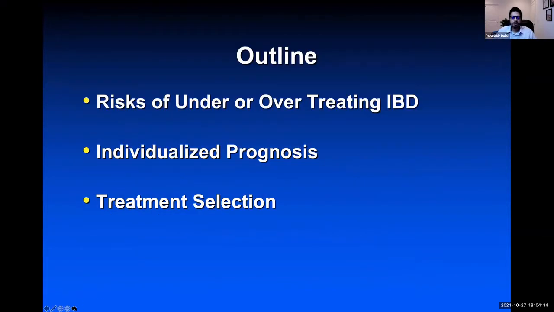So what I want to talk to you today about is three big concepts that you should think about when you're trying to both apply decision support tools and understand how to individualize treatment decisions. The risks of under or over treating inflammatory bowel disease. How do you individualize prognosis? And how do you select treatments with some of these tools?